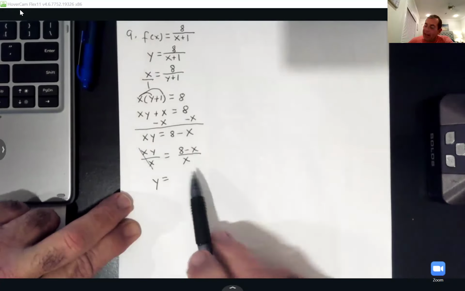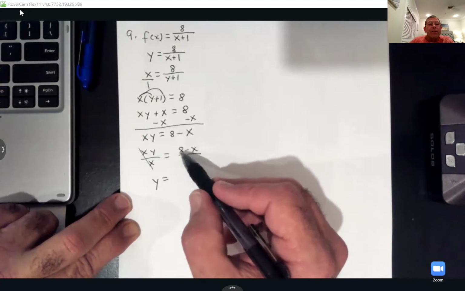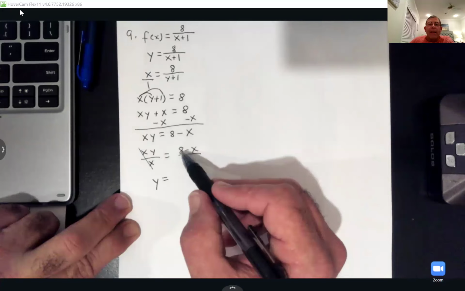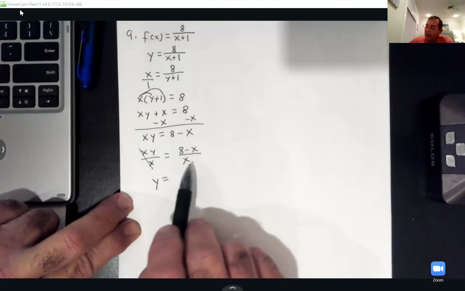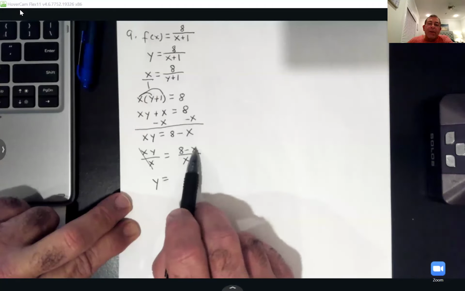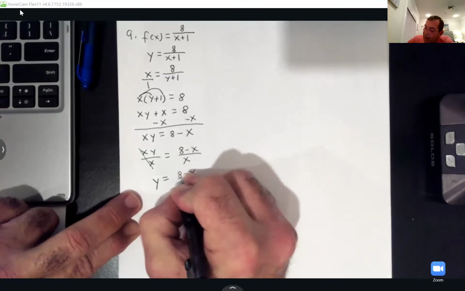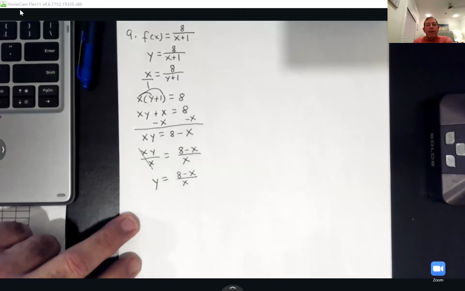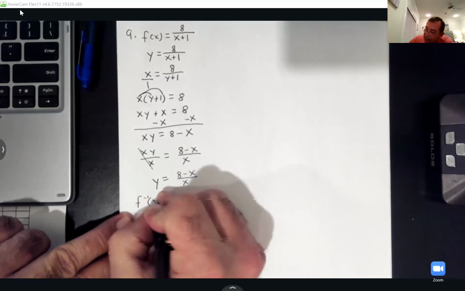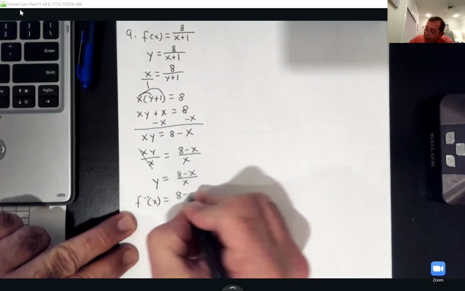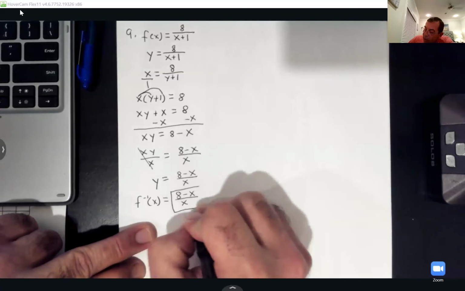Now here's the biggest mistake I get here. These x's cannot be canceled out because there's not an x with that 8. If I had, say, 8x minus x over x, then you could start canceling x's out. But you cannot cancel these x's out because it's not in all 3 terms. So guess what? You cannot do anything to that. And final step, make this y: f inverse of x equals 8 minus x over x. This is one way, and it will take that answer.